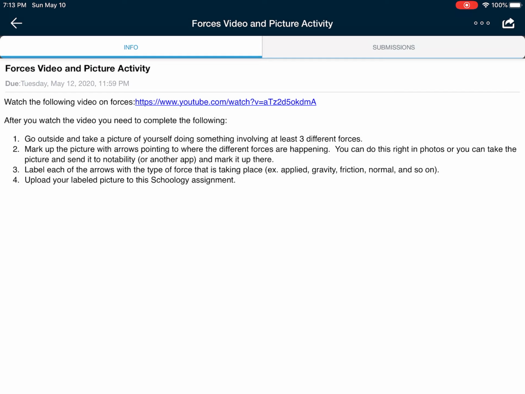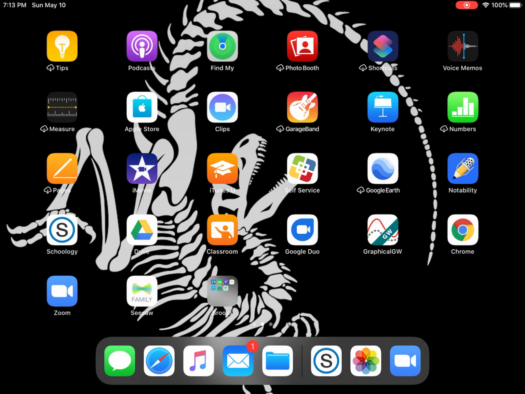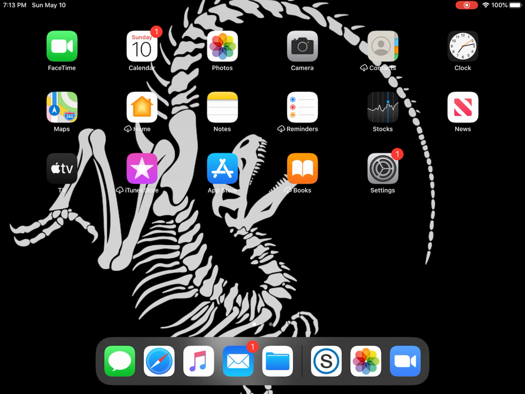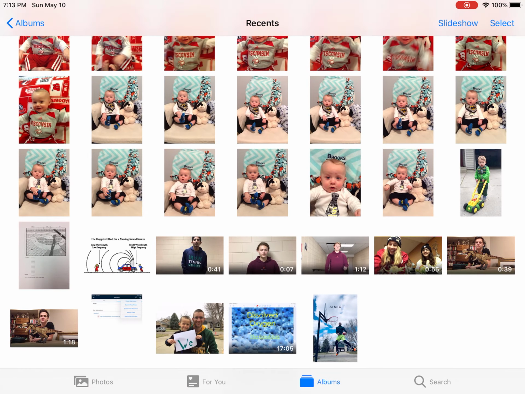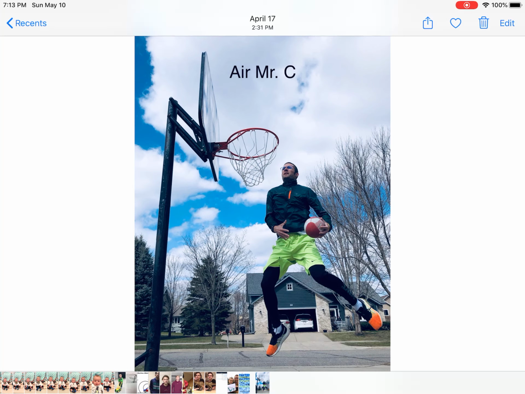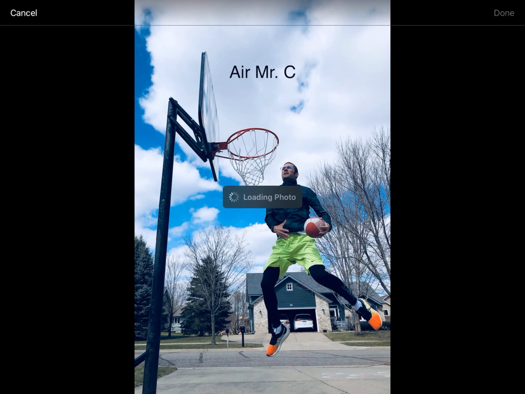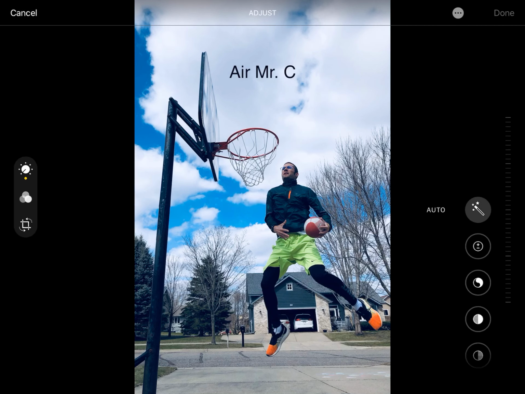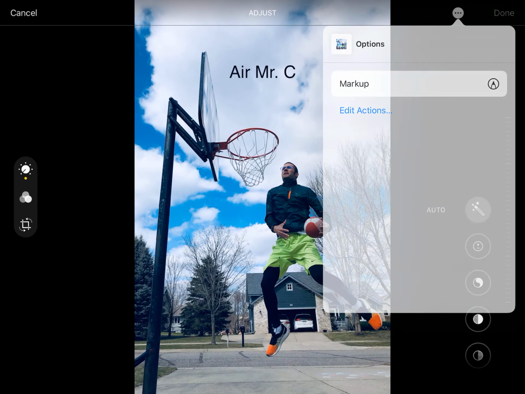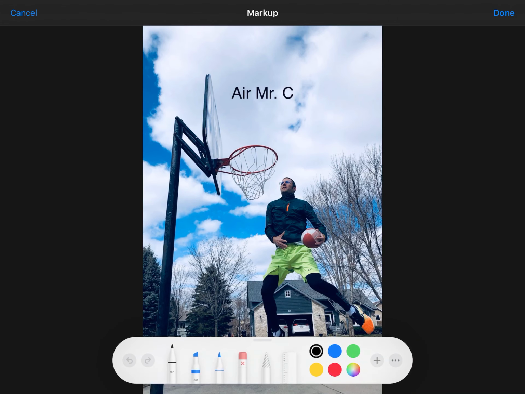Okay, so I went outside and took a picture of myself doing something that involved forces. Here we go, over to my photos. This is me, Eric Christman. What you need to do then is mark it up, and you can do that right here in Photos if you want. Go to the upper right-hand corner and hit edit. From here you can hit markup, and then you can draw and label and do all sorts of stuff.